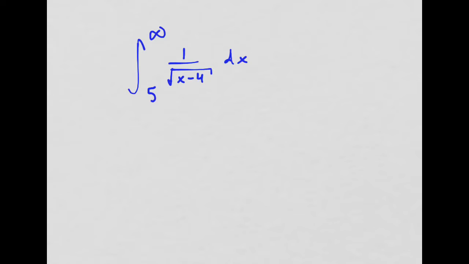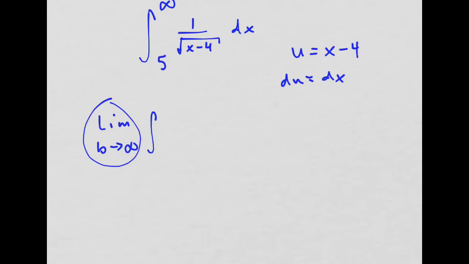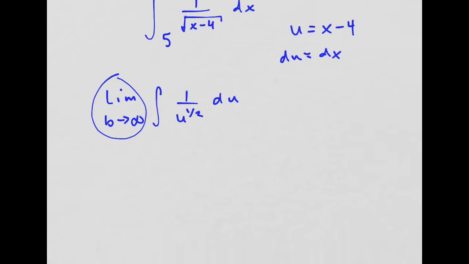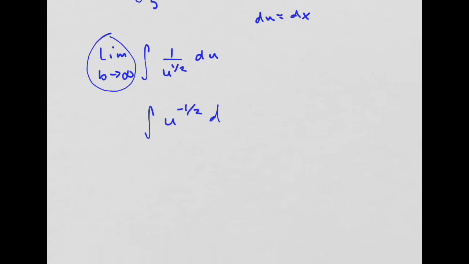I'm going to use u sub, u equals x minus 4, du equals dx. Great. And I will change this limit as b approaches infinity, and then the integral from 5 to b. Well, actually, I guess I'll be changing that, won't I? So I'm just going to circle this. I'll put it on later. I'm changing these, so I'm going to do an improper integral for the whole time, and then I'll switch it back. So this would be 1 over u to the 1/2 du, and then that's the same thing as u to the negative 1/2 du.